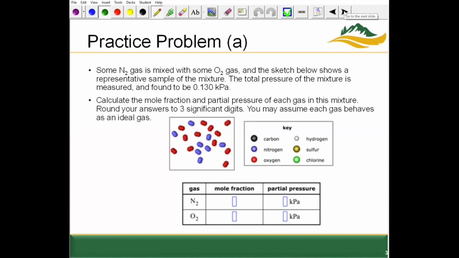In this practice problem dealing with partial pressures, some N2 gas, so dinitrogen or nitrogen gas, is mixed with oxygen gas, and the sketch below shows a representative sample mixture. The total pressure of the mixture is measured to be 0.130. What is that unit again? Well, K is for kilo, so kilopascals. Calculate the mole fraction and partial pressure of each gas in the mixture based on the sketch.